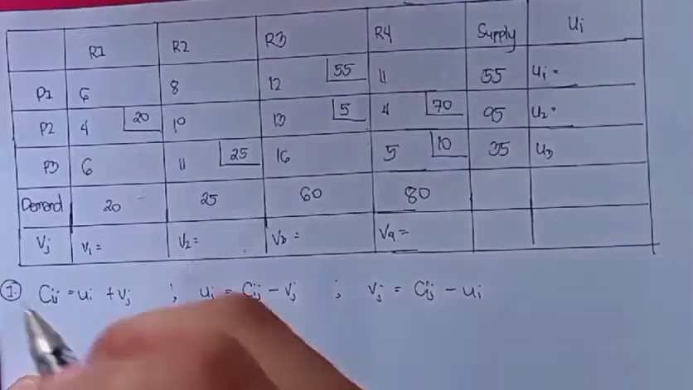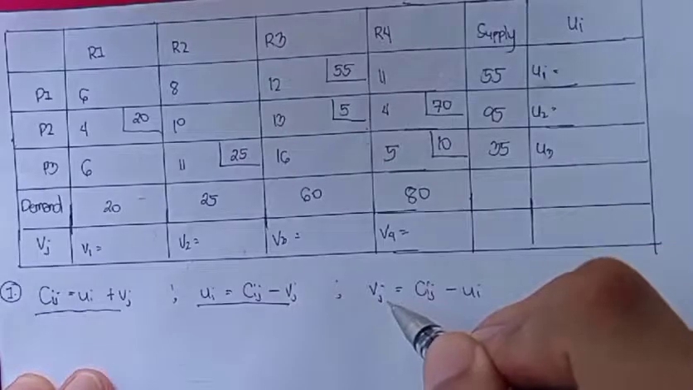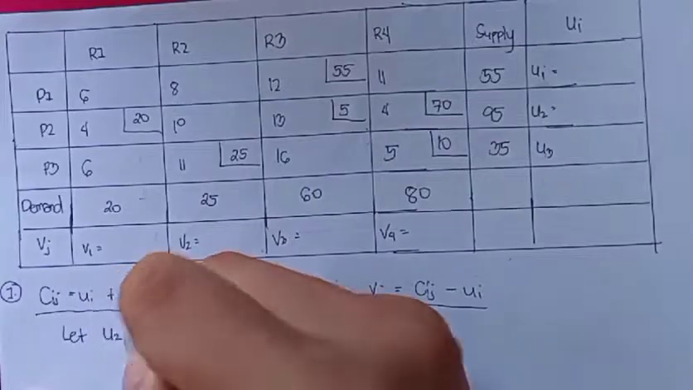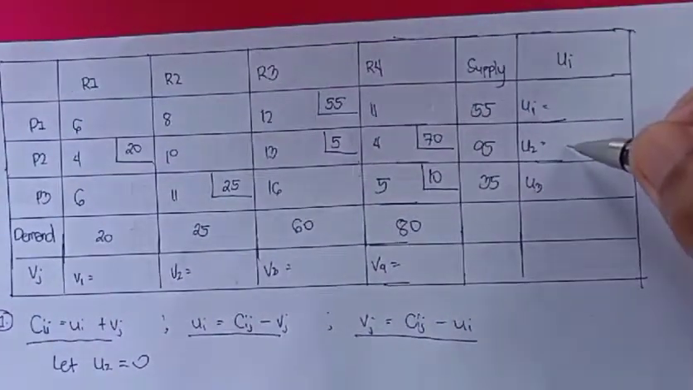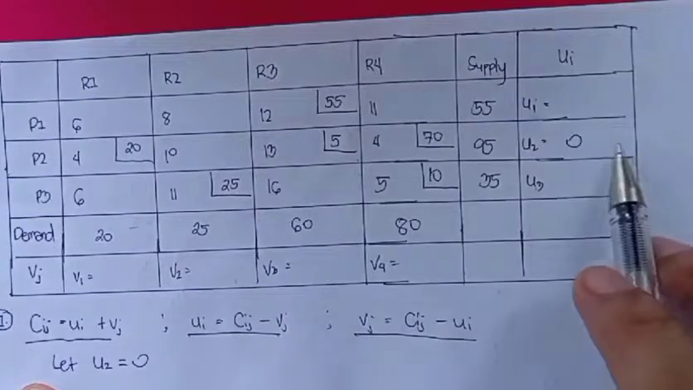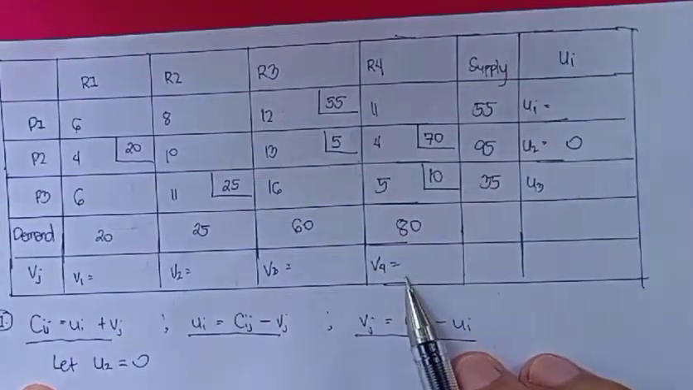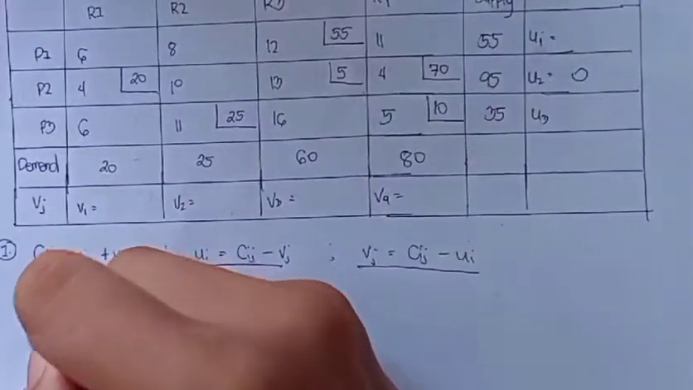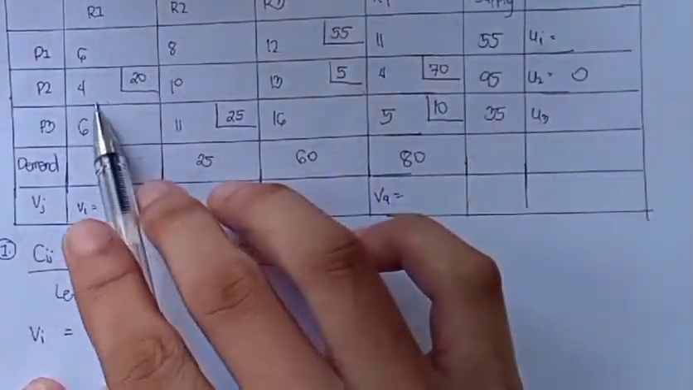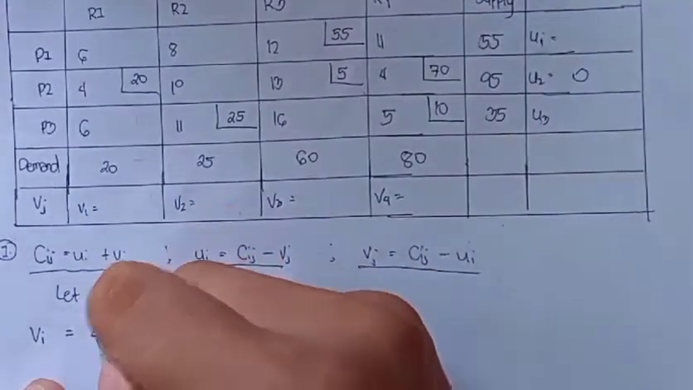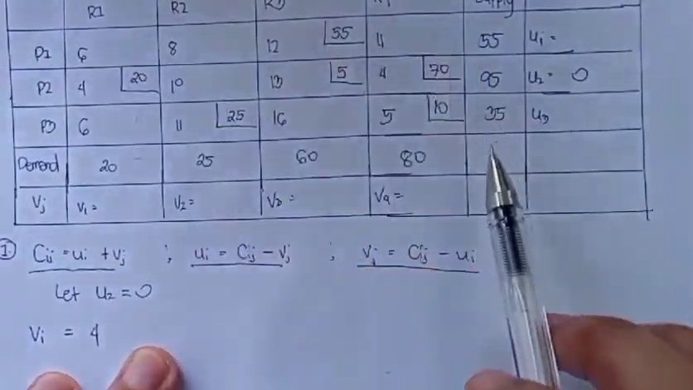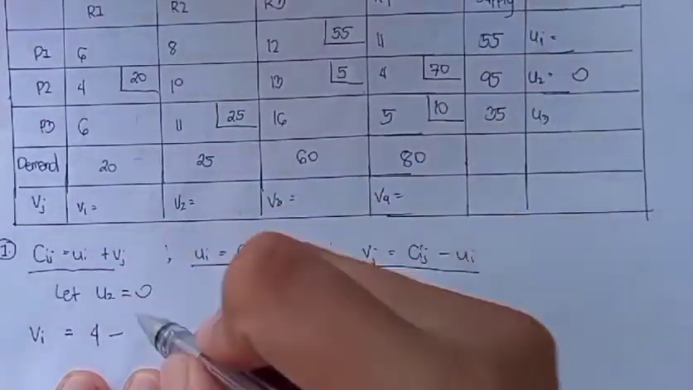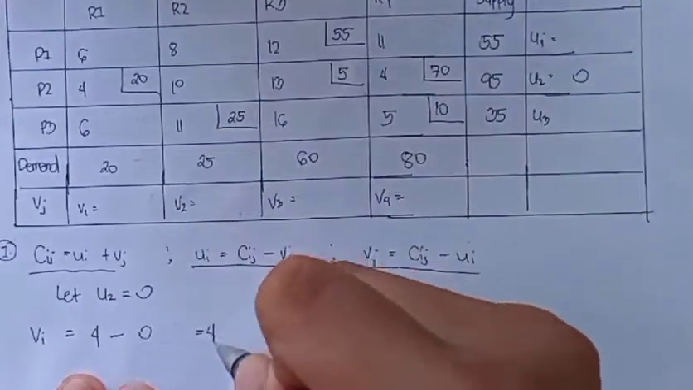Now, we follow the formula in step 1 again, and we will let U2 equal 0. If we let U2 equal 0, we can find V1, we can also find V3, and we can also find V4. So we will start with V1. V1, the Cij is equal to 4. We need to focus on allocated cells or used cells. 4 minus our Ui, which is 0. So 4 minus 0 is equal to 4.